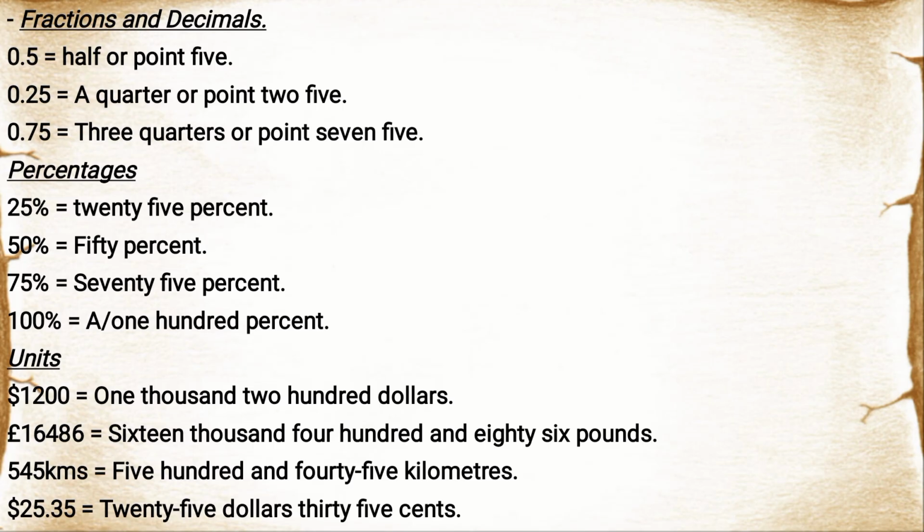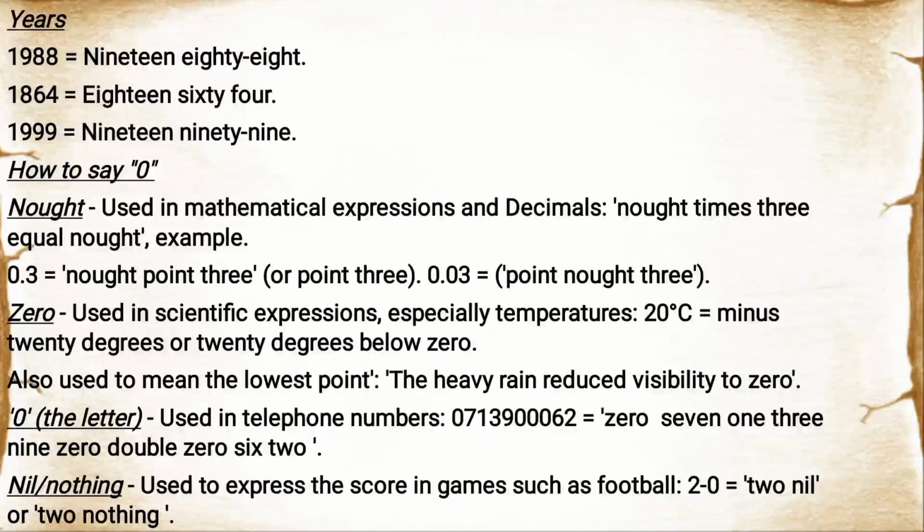Units. $1,200 equals $1,200. 16,486 pounds equals 16,486 pounds. 545 kilometers equals 545 kilometers. $25.35 equals $25.35. Years. 1988 equals 1988. 1864 equals 1864. 1999 equals 1999.